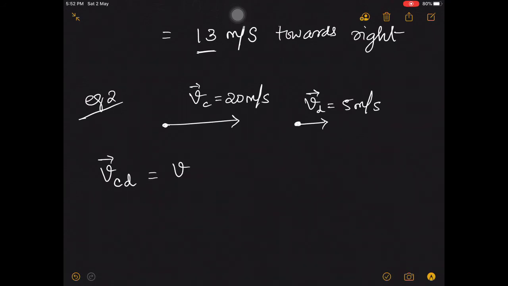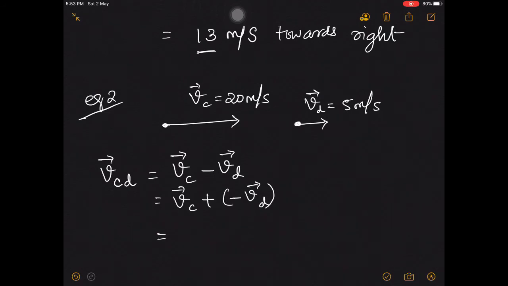So what will you do? You will again do the same thing. You will subtract the velocity of D from C. This means what are you doing? You are actually adding the negative of VD. Keep this in mind. So how much is the magnitude of VC? It is 20 meters per second. And how much is minus VD? See here, if this is your VD, definitely your minus VD is in this direction.